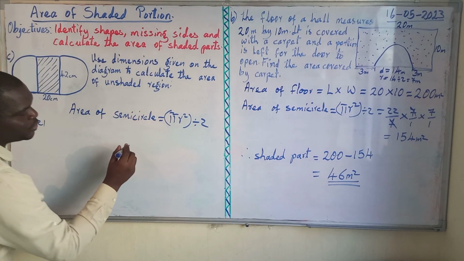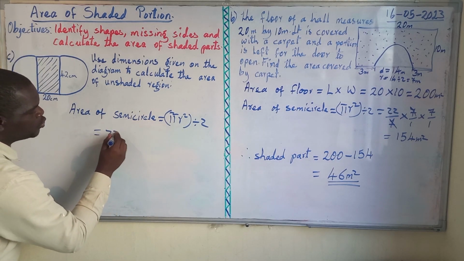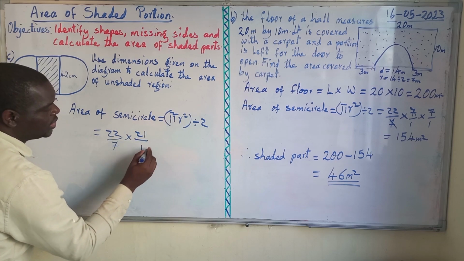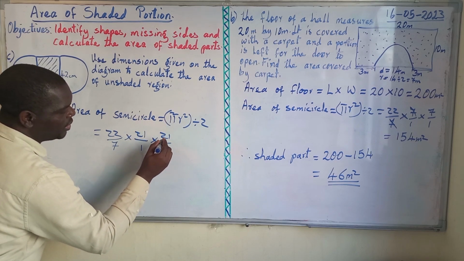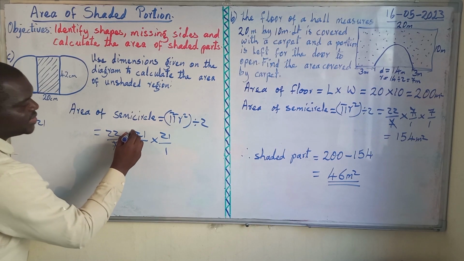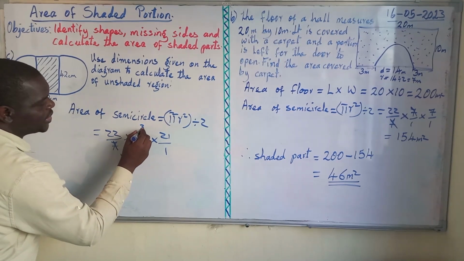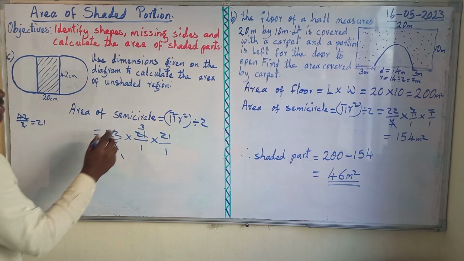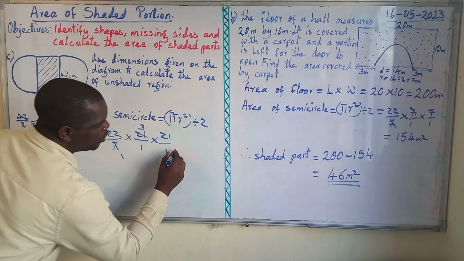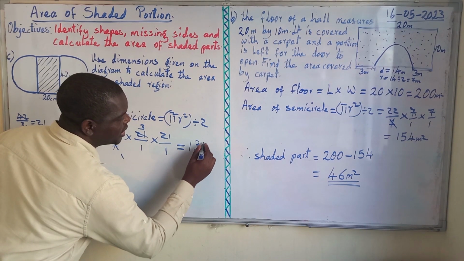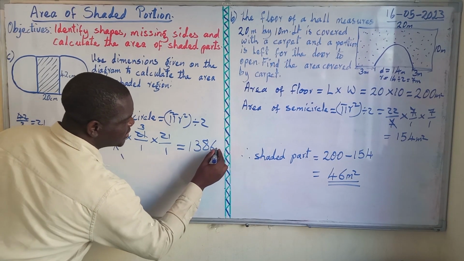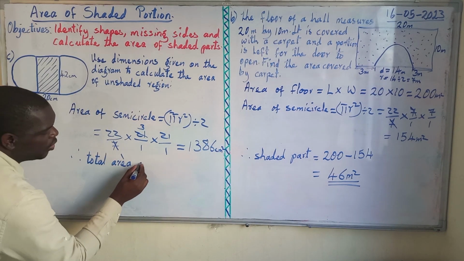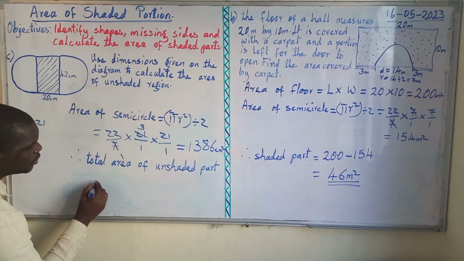Let's substitute. This will be equal to pi, 22 over 7, times radius, which is 21 over 1, times 21 over 1. 7 into 21, 3 times. 22 times 3 is 66, and 66 times 21 is equal to 1386 centimeters squared.